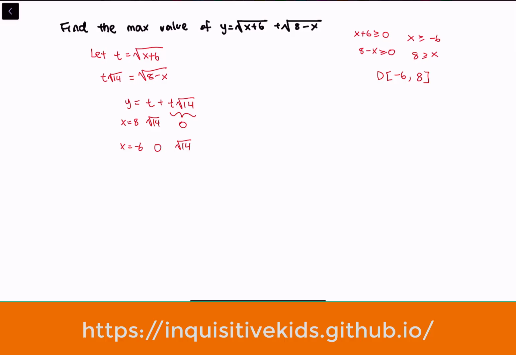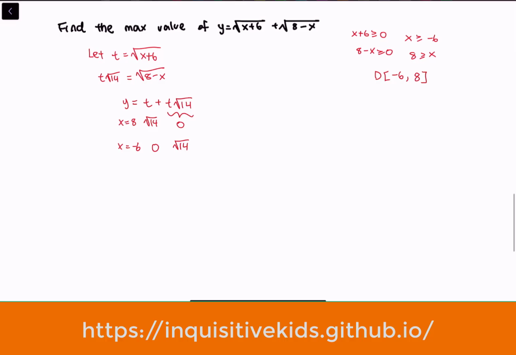So what if we find a value of x right between -6 and 8, right in the middle, that might lead us to a y value that is the largest? So what would that value be? Well, we can have positive 1. 1 is equidistant to -6 and positive 8. So let's see what happens when x is equal to 1.